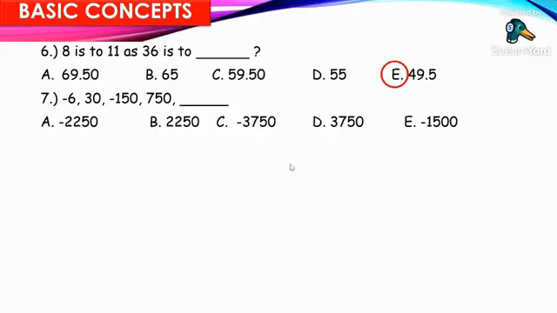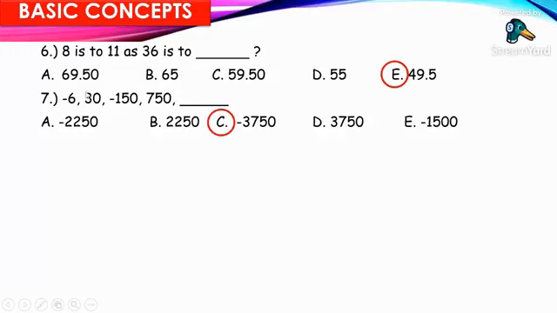The correct answer, you got it correct. The correct answer is letter C. That is negative 3,750. Okay, what is our common ratio? Our common ratio is negative 5. 30 divided by negative 6 is negative 5. Or negative 150 divided by 30 is negative 5.